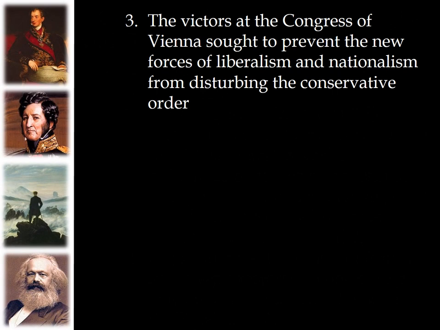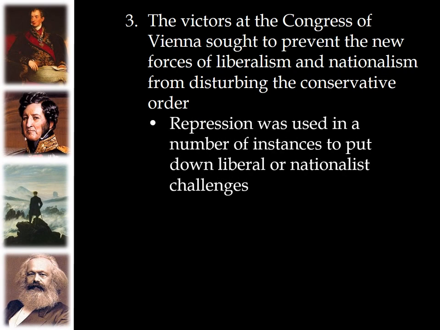The victors at the Congress of Vienna, which is kind of the summit meeting, peace treaty meeting, to bring about an end to the Napoleonic era, sought to prevent the new forces of liberalism and nationalism that had been let loose by the French Revolution and Napoleon from disturbing the conservative order that they were trying to restore throughout Europe. There would be repression. Repression was used in a number of instances to put down liberal or nationalist challenges throughout this generation between 1815 and 1848.